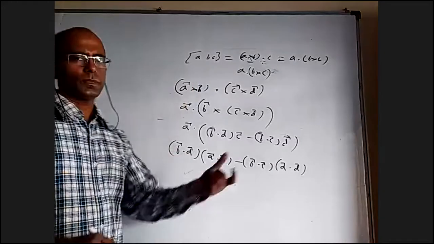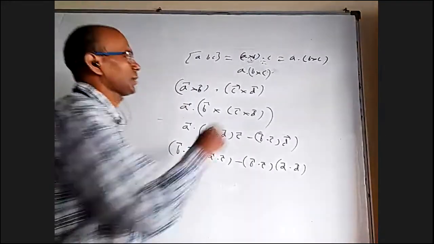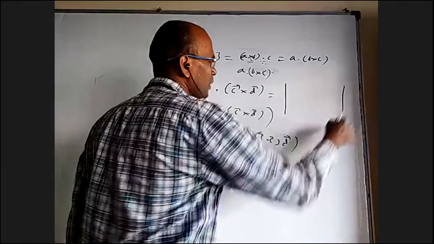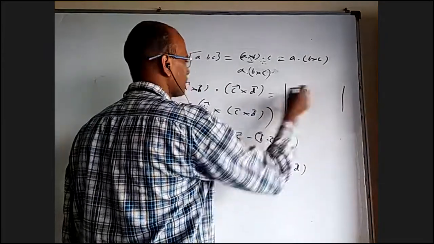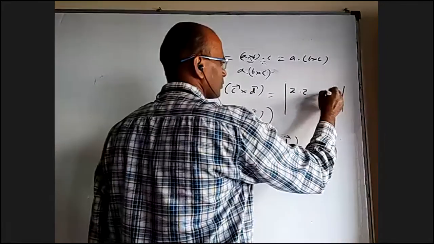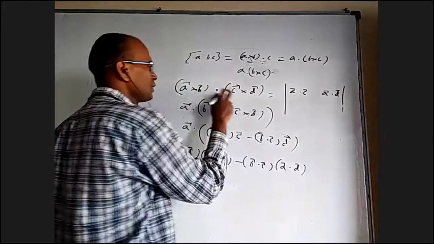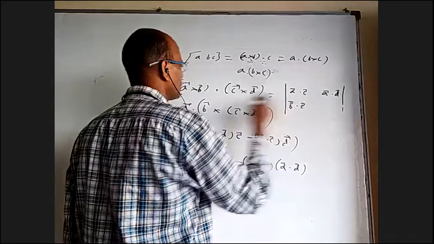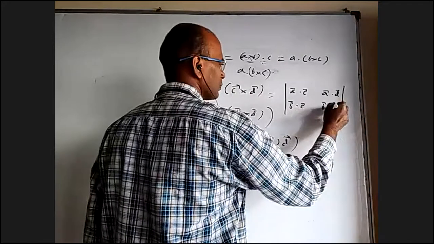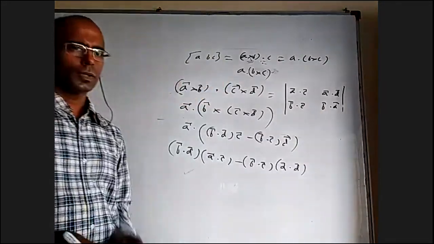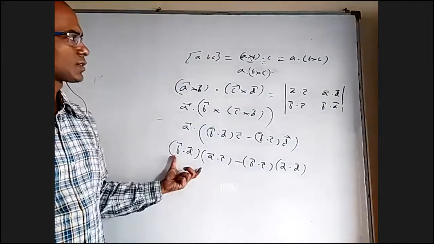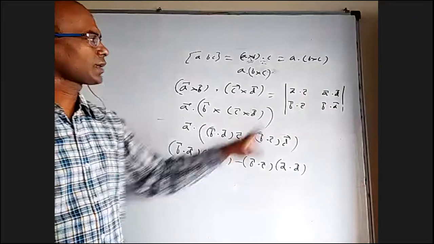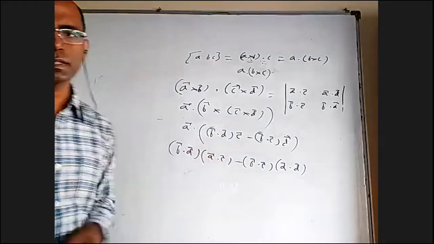Basically, how to remember it easily, maybe, is that it can be written as a 2 by 2 determinant. You write A dot C first here, A dot D here, next, B dot C here and B dot D. This into this minus this into this. That is the determinant. That is exactly this: B dot D into A dot C minus B dot C into A dot D. You can remember like that.